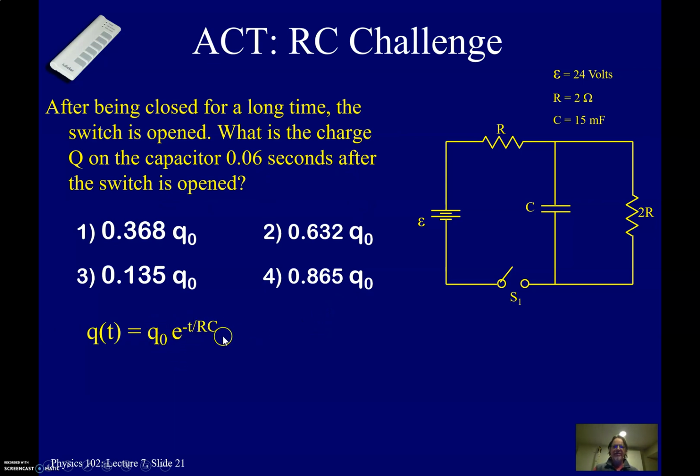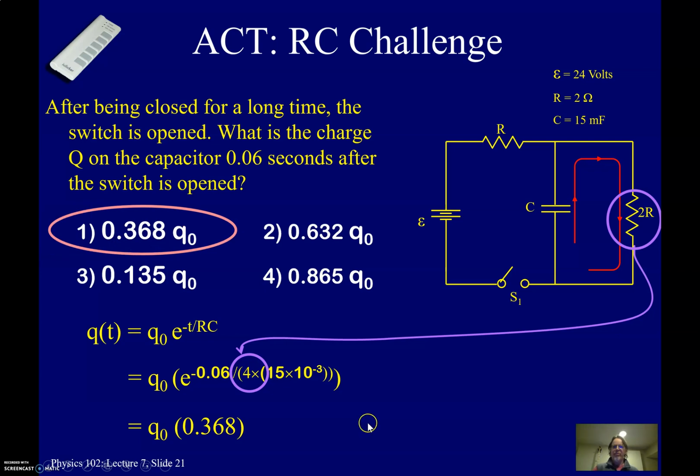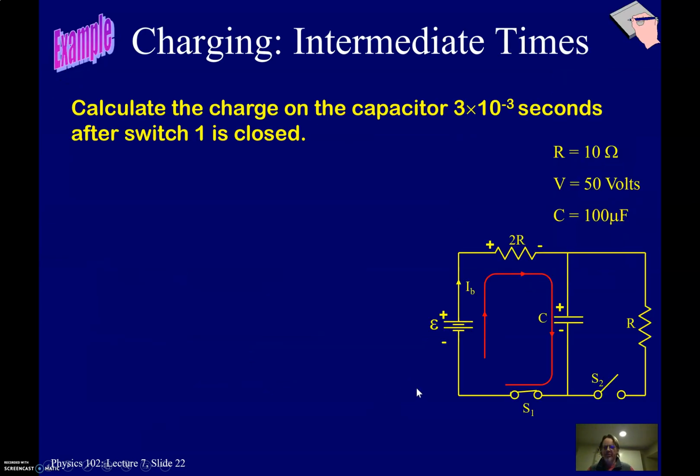We have our time, which is 0.6 seconds. The R and the C: the R is the 2, the C is 15 millifarads, so 0.015. And remember, be careful about that R. It's 2R, so it's actually 4 ohms. Okay, 4 ohms, and times the initial charge. So it's 0.368 of the initial charge that is on there.